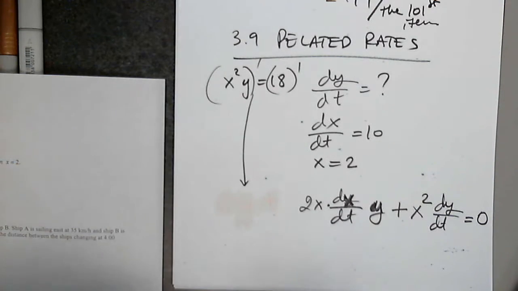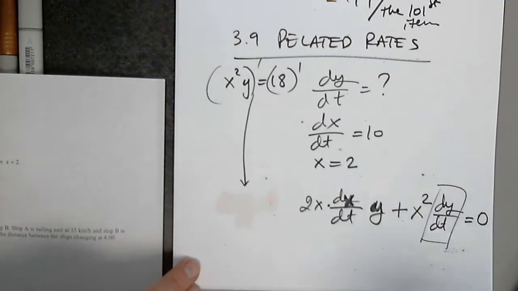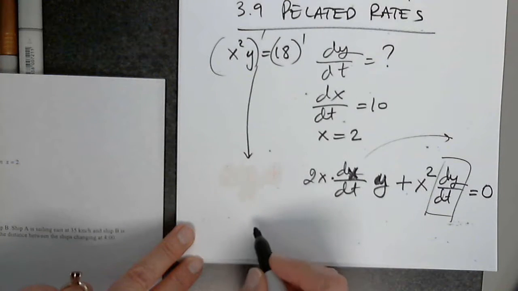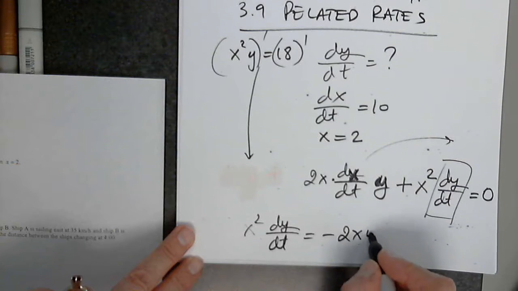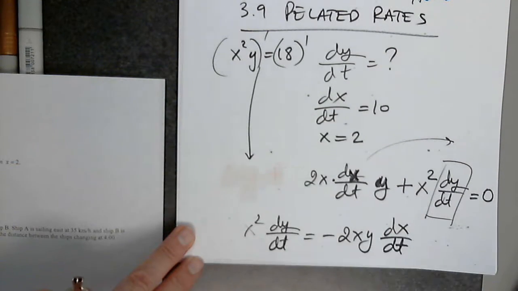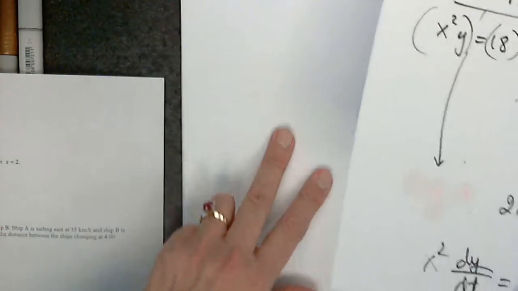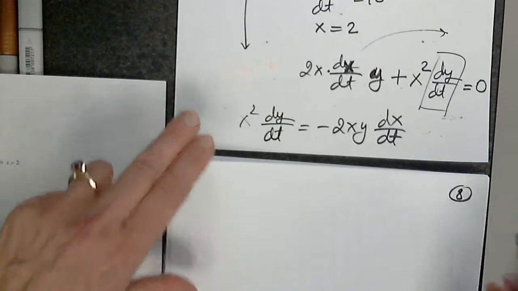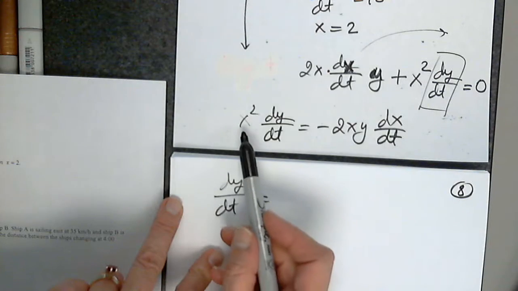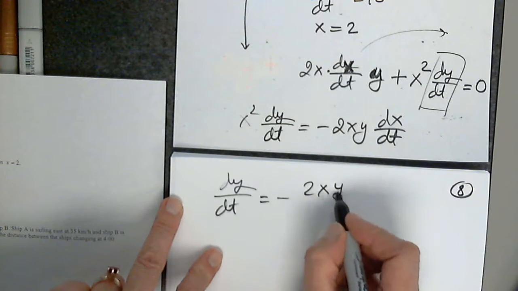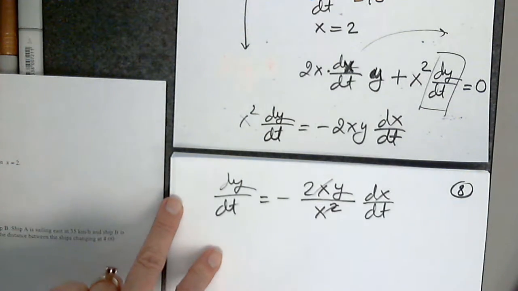Good. Okay, so now I'm asked to find dy over dt, so we'll solve this equation for dy over dt, moving this to the other side. So x squared times dy over dt is negative 2xy dx over dt. Perfect. So what should I do now to both sides to get dy over dt? I divide both sides by x squared. So negative 2xy over x squared times dx over dt. Of course, I'll simplify.